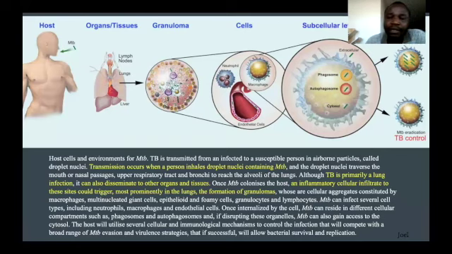And by disrupting the organelles, Mycobacterium can also gain access to the cytosol. The host will utilize several cellular and immunologic mechanisms to control the infection, and will compete with a broad range of Mycobacterium invasion and virulence strategies. If these are deemed unsuccessful, then the bacteria survive and start replication. And that's how the replication goes, as they try to combat and fight with the macrophages and neutrophils.